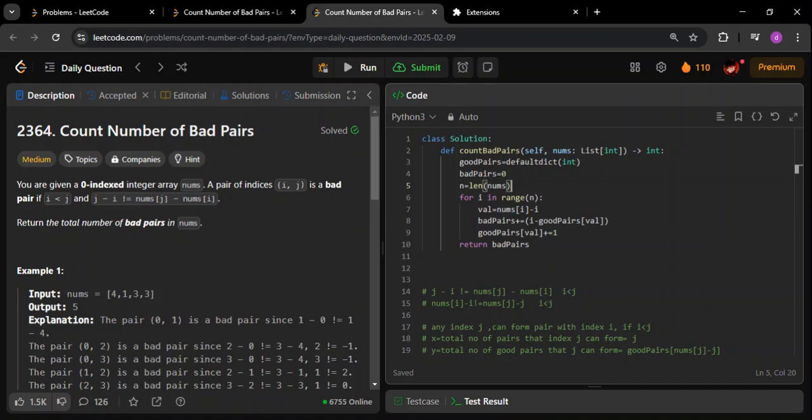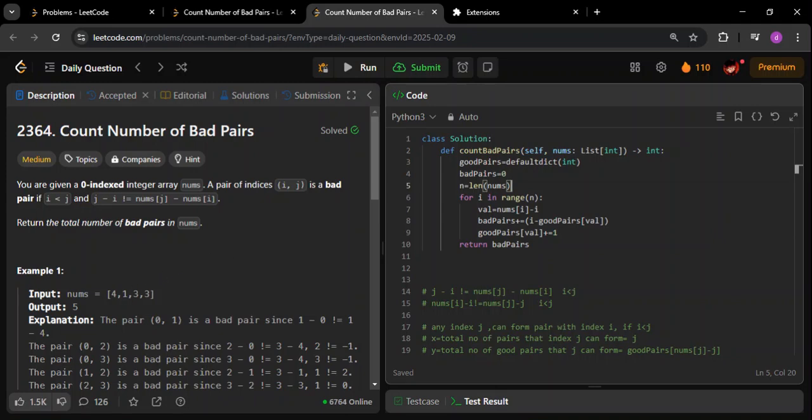Now coming to this topic, it is 2364. Remember, it's a very, very good question. This question is mostly asked in online assessment rounds because there is a trick involved. If you don't know the trick, it will be very difficult for you to solve this kind of question in the most optimal way, right? Let us see what it is.